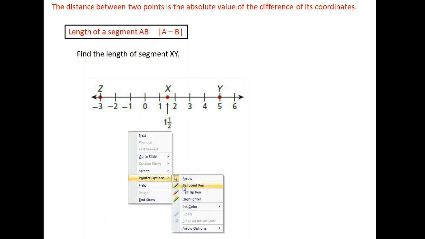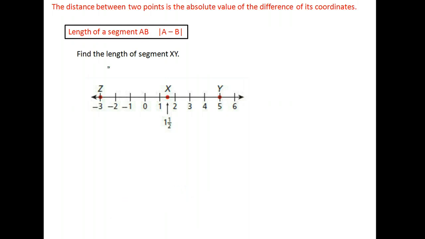All right, let's go ahead and talk about distance. Okay, so up here, the distance between 2 points is the absolute value of the difference of its coordinates. So the points where it lies, we subtract those and do the absolute value. The formula is right here.